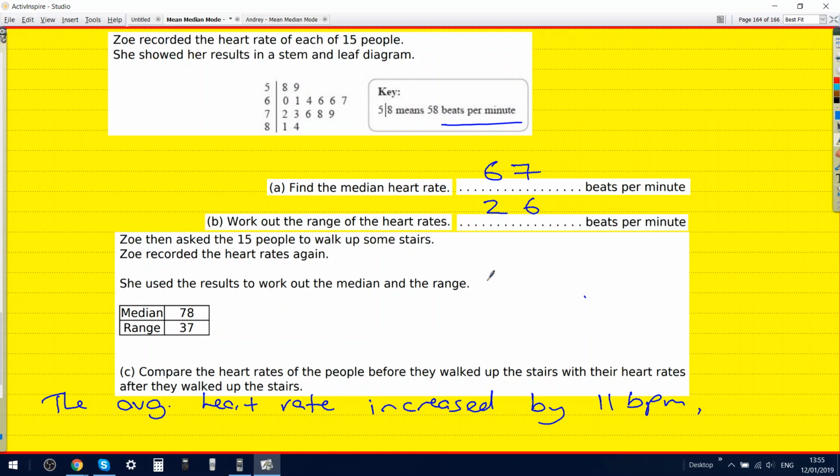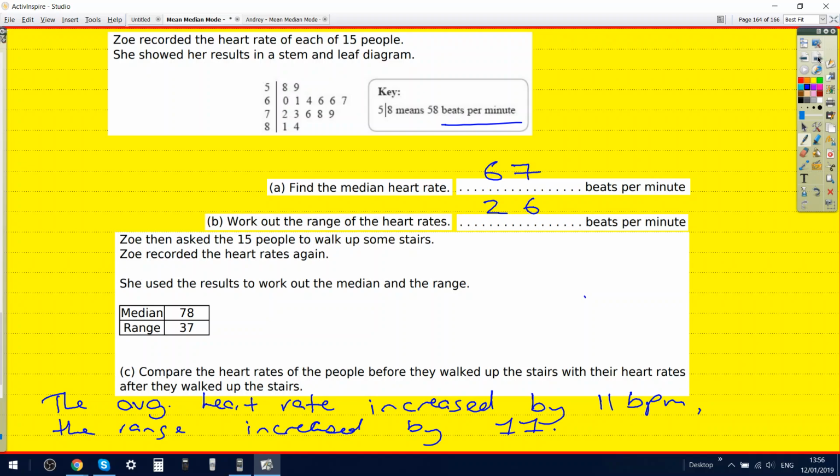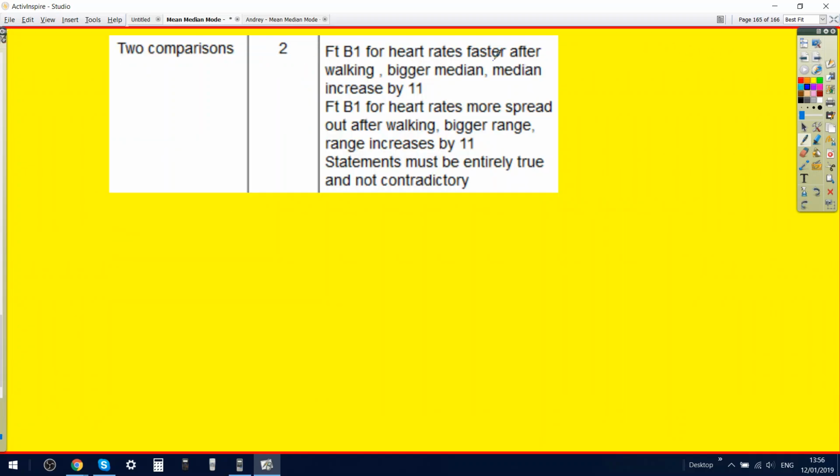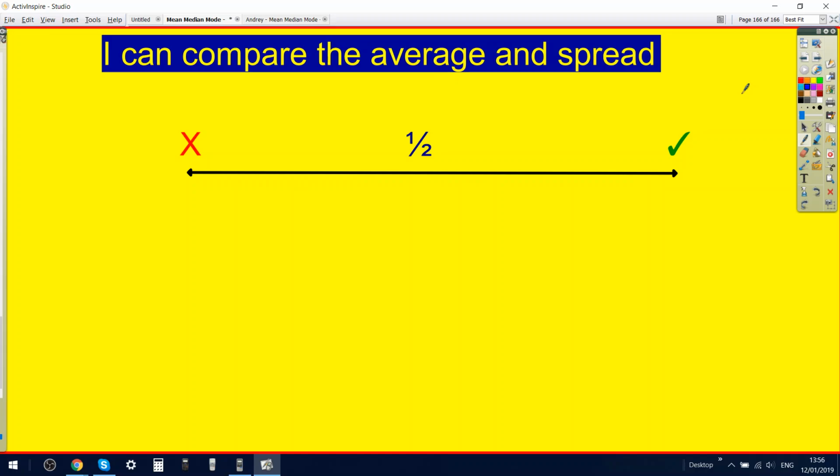And what about the range? The range went up as well. So the range increased by 11 as well, by coincidence. So whenever you have to compare the two, you compare the average and you compare the range. The heart rates got faster by 11, and the heart rates were more spread out by 11. So I can compare average and spread. Okay, so that's the end of it.